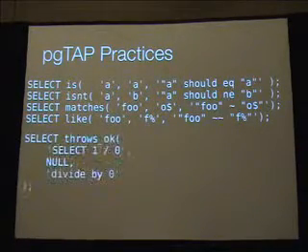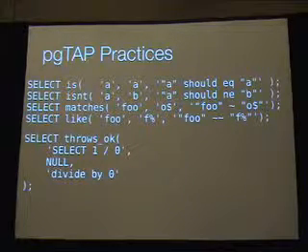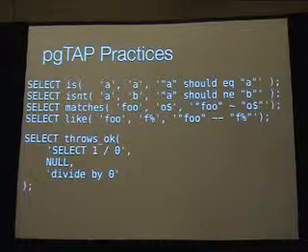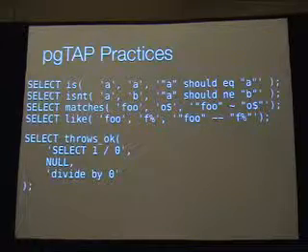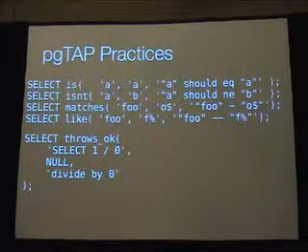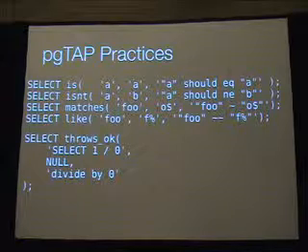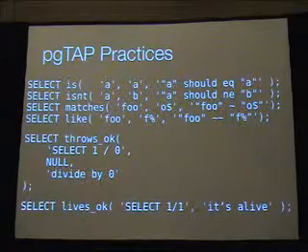So here's some practices. We have the is function, which I've shown you already, that compares two values. Isn't compares to unlike values, matches with a regular expression, like with the like sequence. Throws okay, you pass it a string that you expect to throw an exception, and it'll catch it and provide true if you properly threw an exception. Oh, I didn't start that. That was stupid. Lives okay.